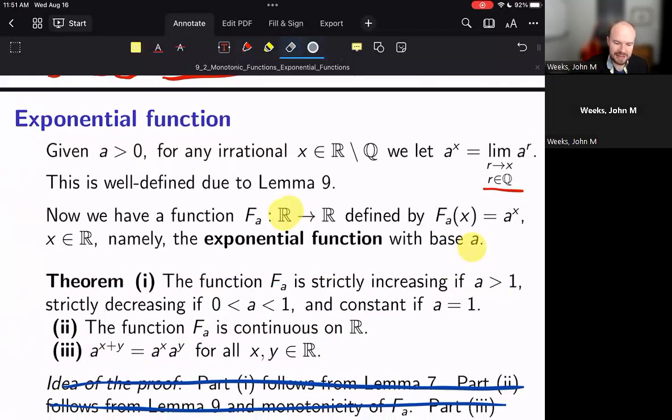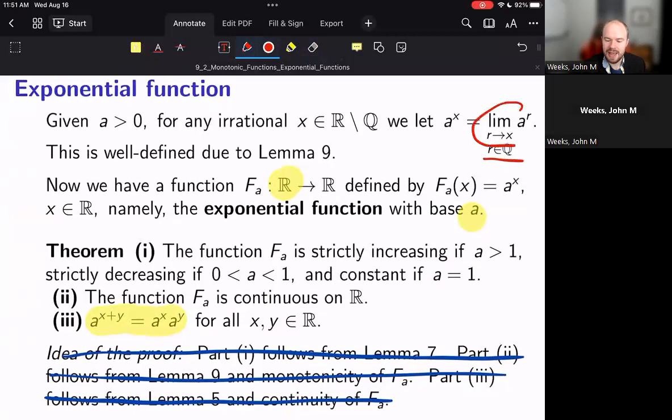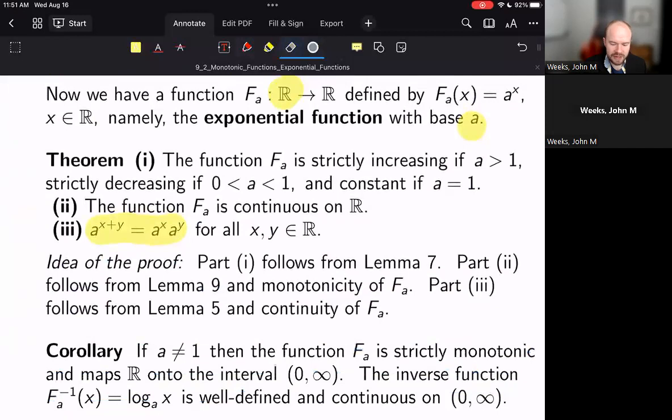And of course, it has the well-known condition that we have here, a to the x plus y equals a to the x times a to the y. And that's because even for irrational numbers, limits work well with products, as we know. So this kind of gives us a little bit of our idea of the proof. So the corollary of this is that we have a function that is strictly monotonic and continuous, which means we can apply our previous theorem.